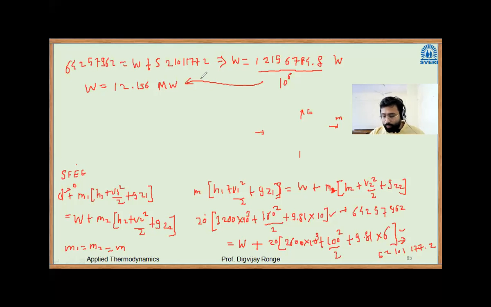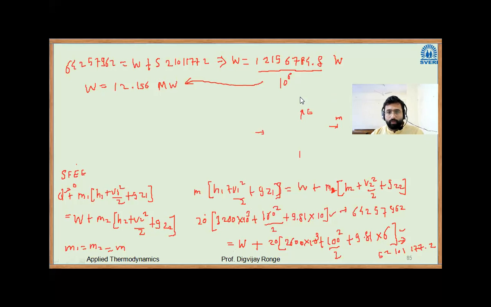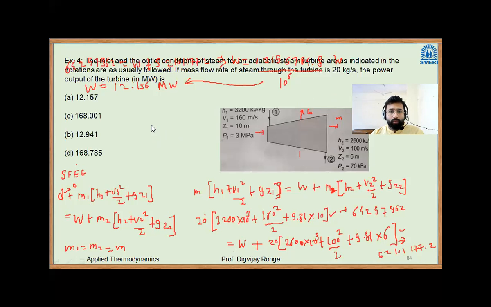I will take one more numerical. I hope everybody is getting the same answer, right? So here option number A is correct. Option number A is what? 12.157. That is the correct answer.